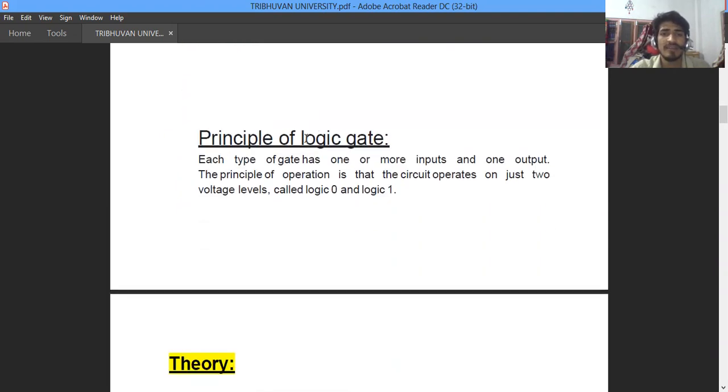And this is the principle of logic gates. Each type of gate has one or more inputs and just one output. The principle of operation is that the circuit operates on just two voltage levels, logic 0 and logic 1. Logic 0 means low, and logic 1 is referred to as high.